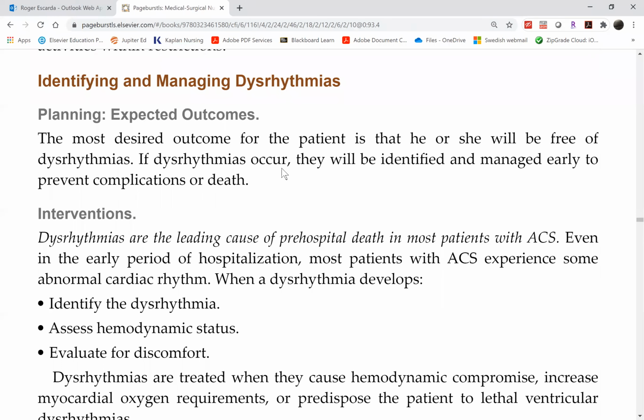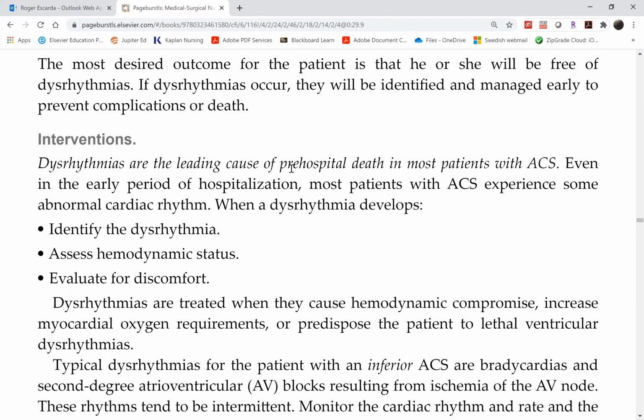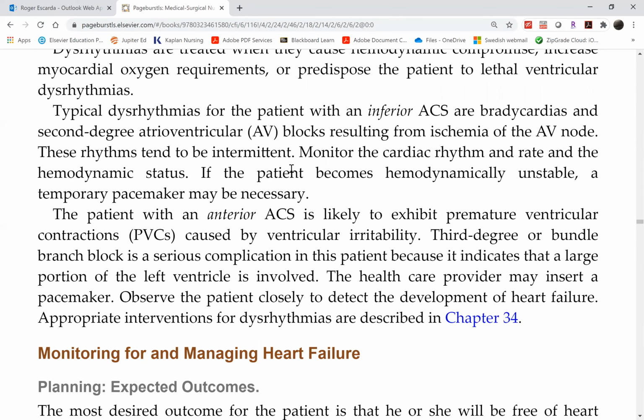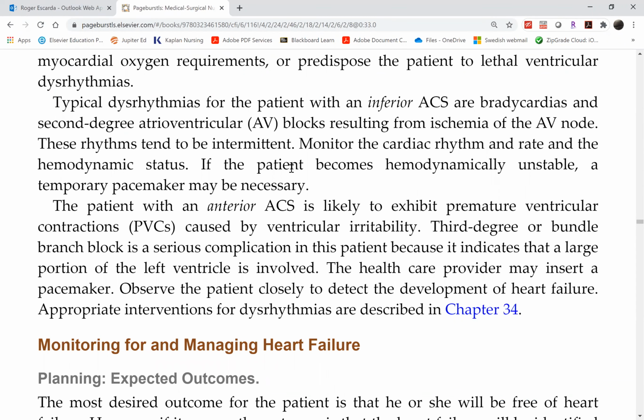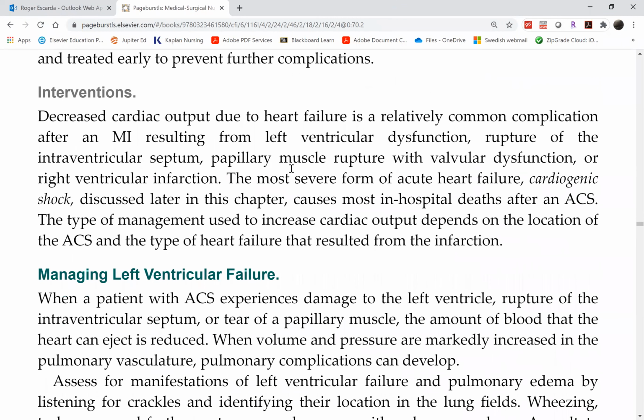Dysrhythmias. Your dysrhythmias will include sudden cardiac death, especially if the patient suffered a massive MI. So they could throw a ventricular fibrillation or pulseless VTAC at any time. So watch them for dysrhythmias. We'll discuss that next week. And we'll discuss cardiogenic shock in chapter 37.